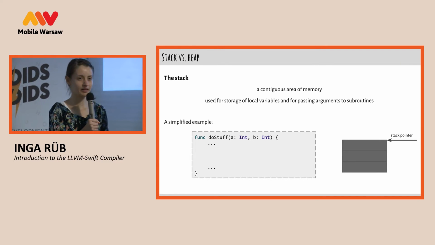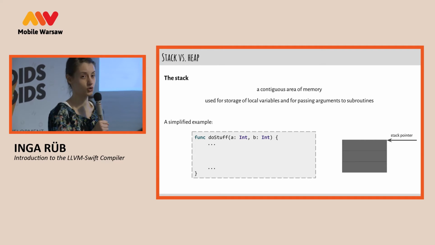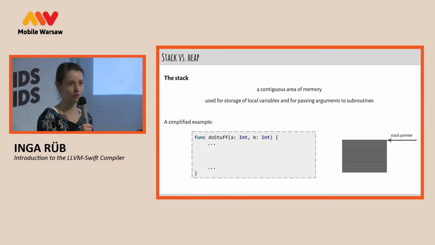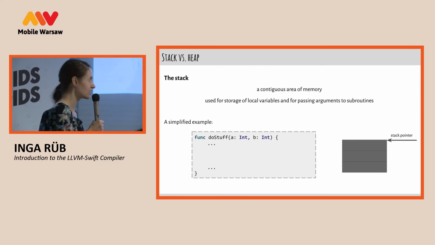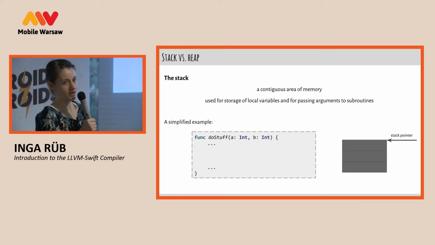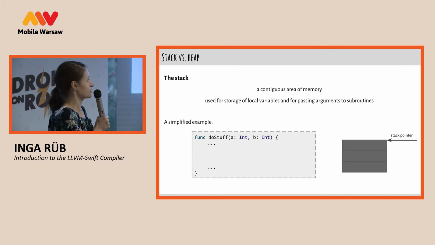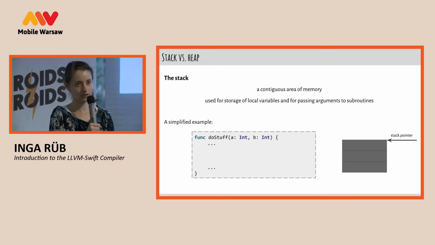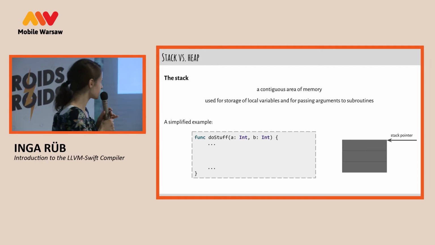We would like to allocate memory on the stack. It's simply more efficient, and let me explain to you shortly why it is more efficient for us to allocate memory on the stack whenever we can. The stack is a contiguous area of memory, and it's used for storage of local variables and for passing arguments to functions, unless there are no free registers, of course.